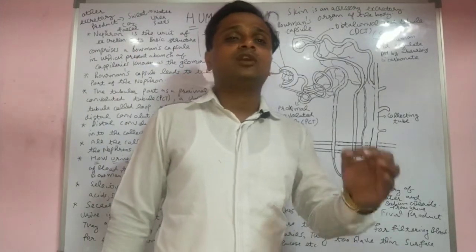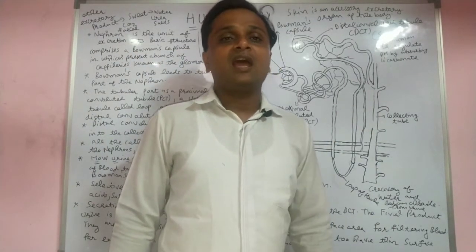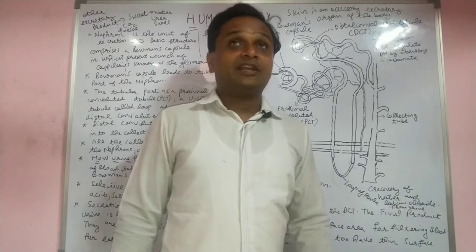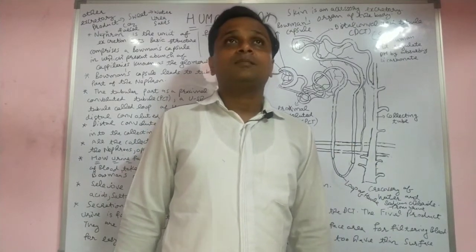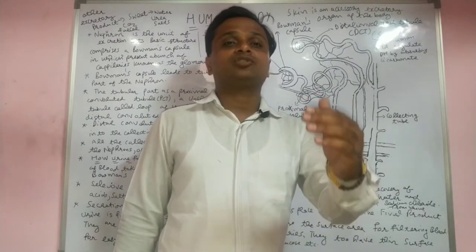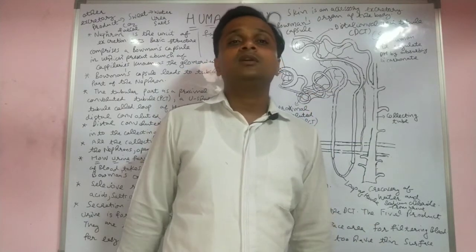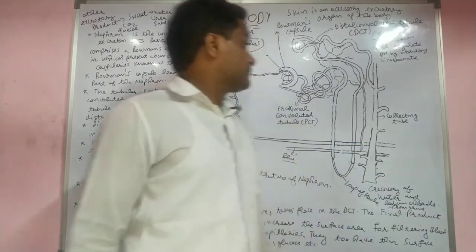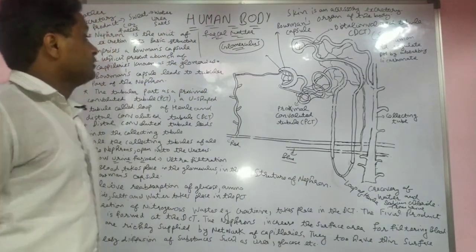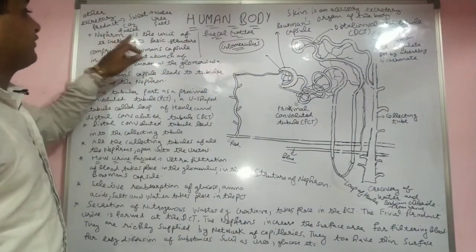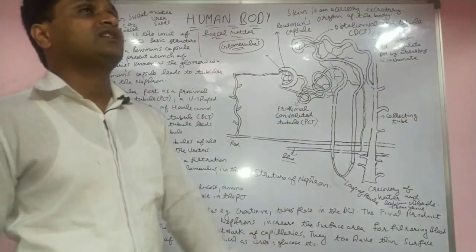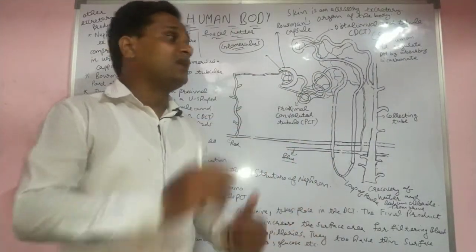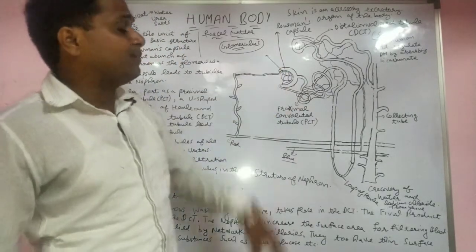You know, millions of nephrons are present in the kidney, and the kidney helps to filter extra urea, extra salt, and extra water from the blood. Nephron is the unit of excretion. Millions of nephrons help to filter the blood, and this is the part of the Bowman capsule.